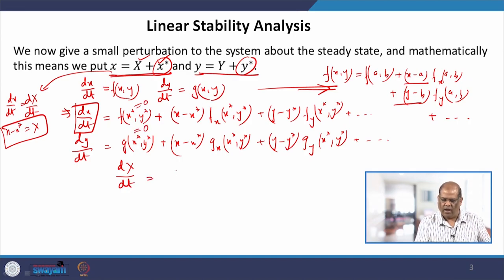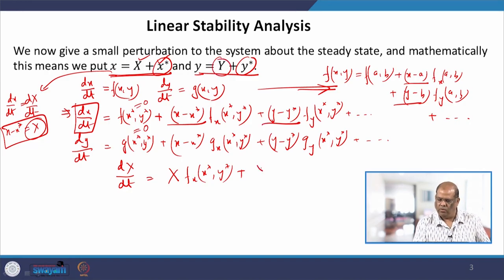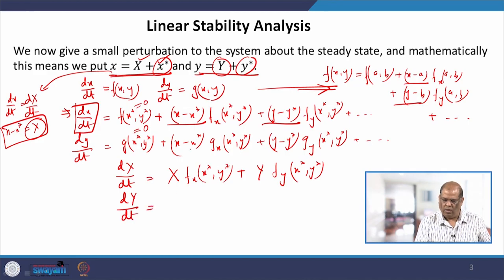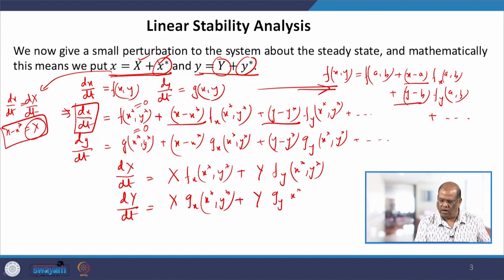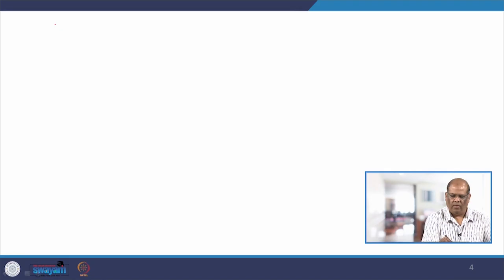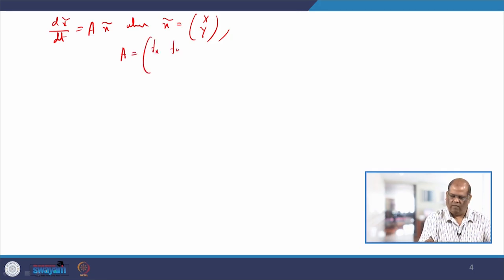As stated earlier, we are left with x minus x*, which is capital X, into fx(x*, y*), plus y minus y*, which is capital Y, times fy(x*, y*). Similarly, dY/dt equal to X gx(x*, y*) plus Y gy(x*, y*). Now, this can be put in matrix form. If I write it in matrix form, then dX/dt equal to AX, where X is (X, Y) and A is the matrix fx, fy, gx, gy at the point (x*, y*).